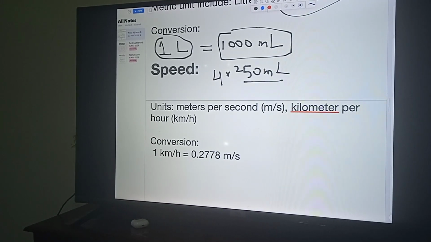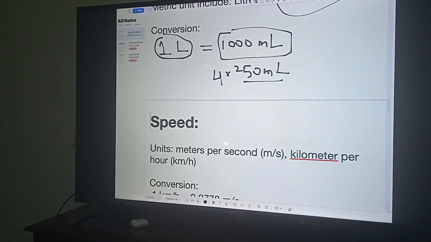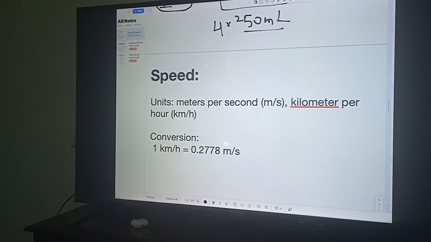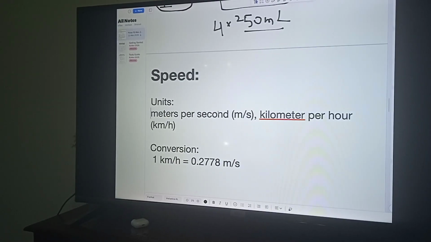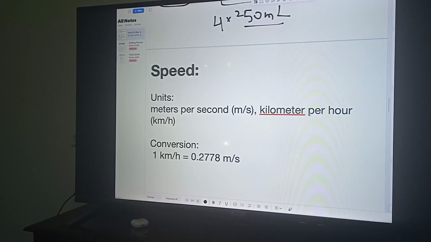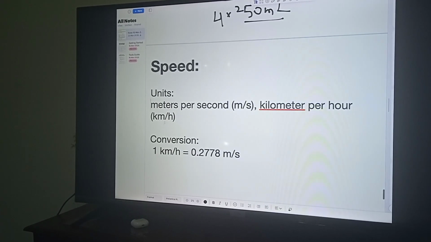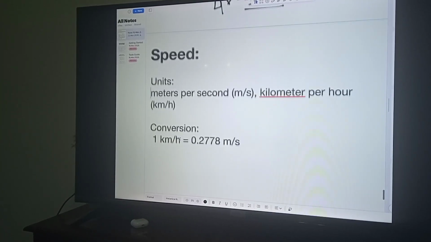The next category is speed. So speed measures distance traveled per unit time. Its units include meter per second, that is m, and this slash is per second. Kilometer per hour, this k is for kilometer, and this h is for hour.